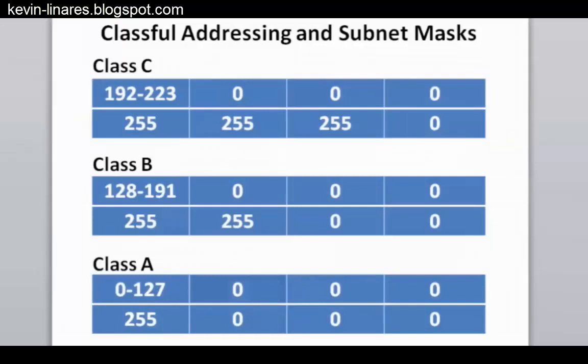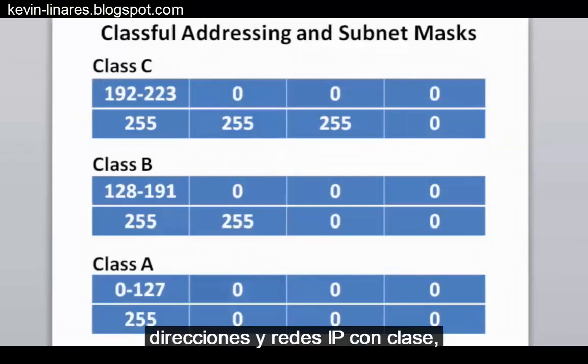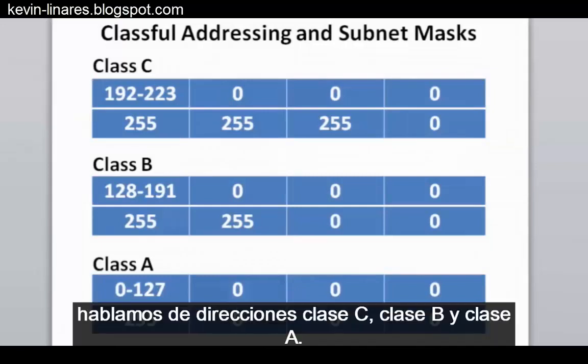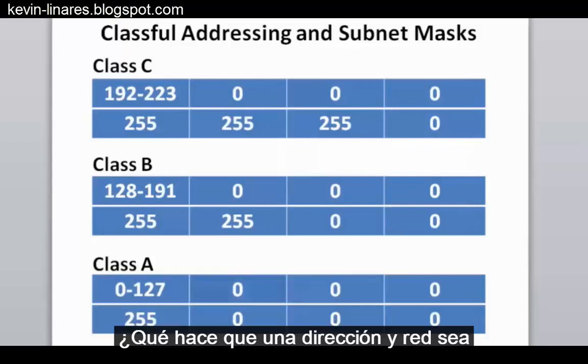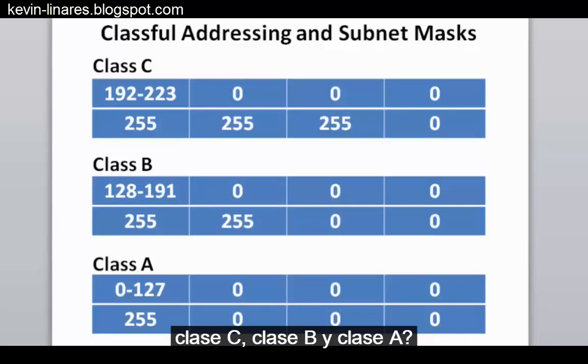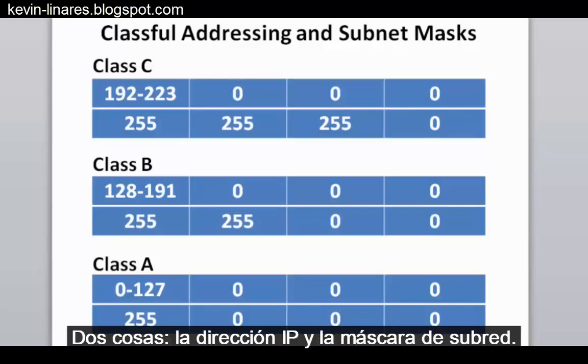First of all, when we're talking about classful IP addressing and networks, we're talking about Class C, Class B, and Class A addresses. Now, what makes a Class C, Class B, and Class A address and network? Two things: the IP address and the subnet mask.